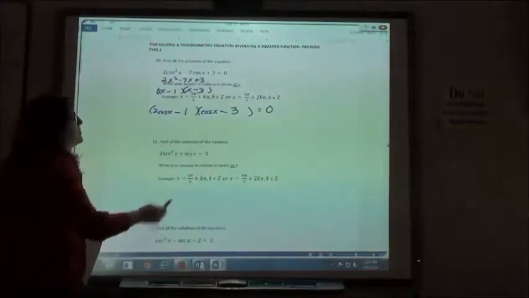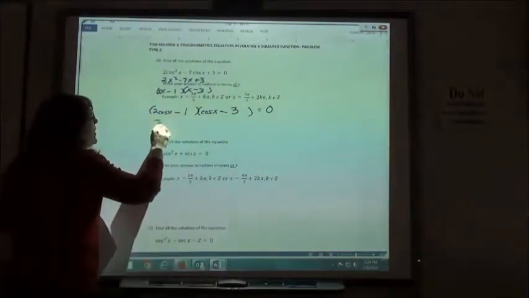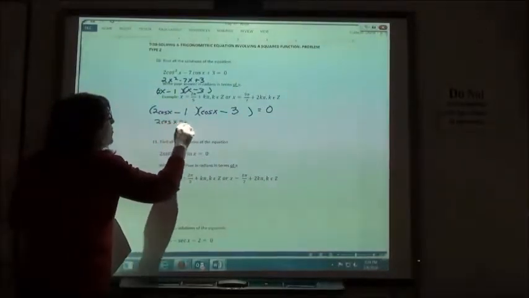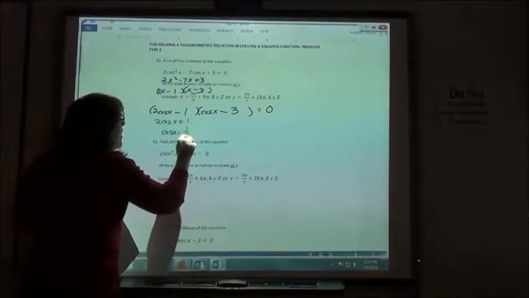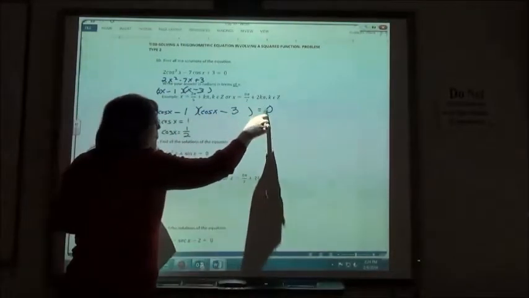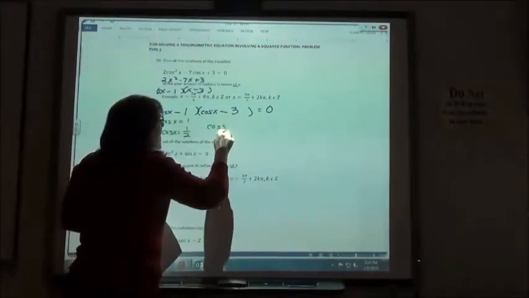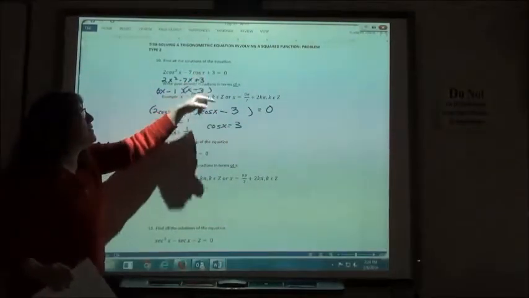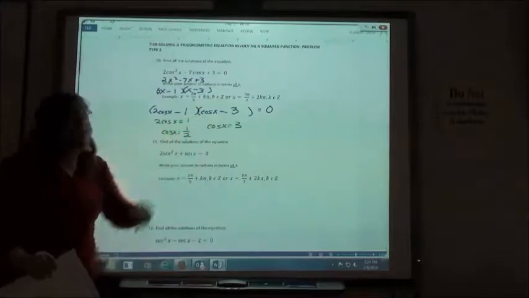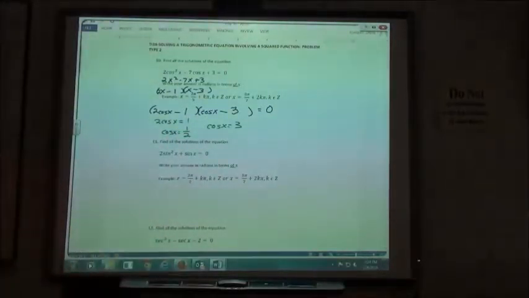Just to save myself some space, I need to move my 1 over. So 2 cosine of x would equal 1. Divide by my 2, so cosine of x would equal 1/2. Here I'm just going to move my 3 over, so cosine of x equals 3. Now again, on these ones, we're not doing it between the interval. We're going to add the 2k pi on the end unless we can combine it and shorten it up.